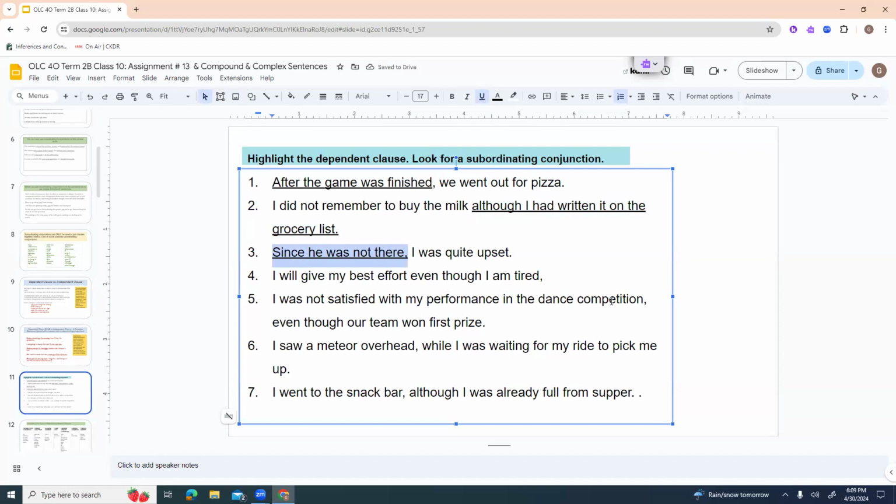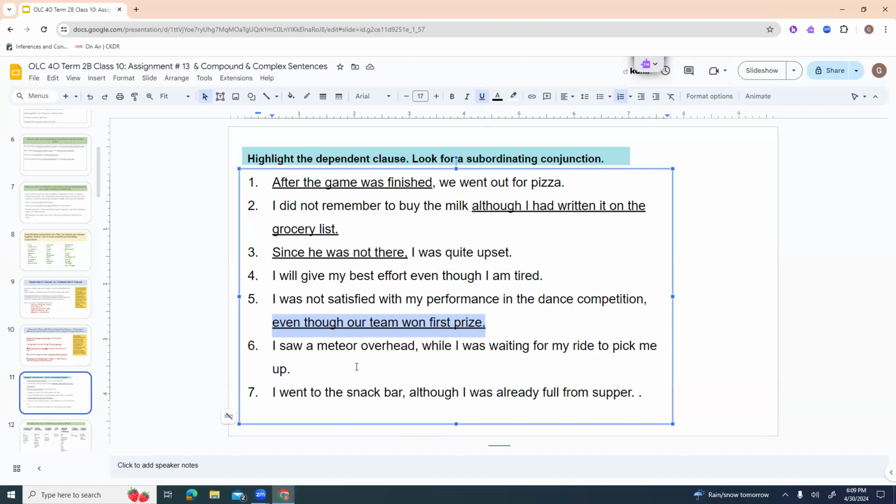I will give my best effort, even though I am tired. Even though I am tired is your subordinating clause, and I will give my best effort is your main clause. I was not satisfied with my performance in the dance competition, even though our team won first prize. Now, normally we do not necessarily need a comma in front. I think there's a comma here because the sentence is so long. It kind of gives you a little bit of a pausing spot.